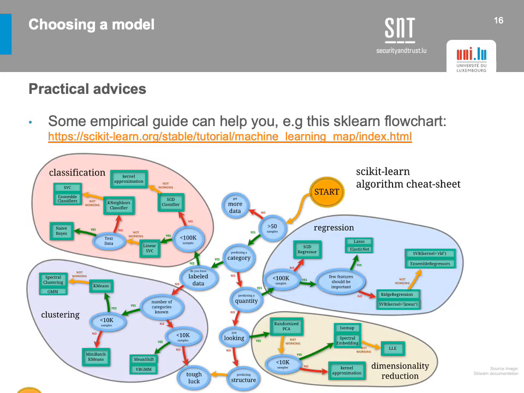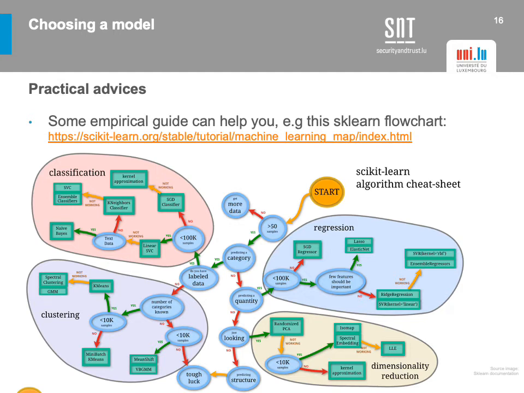Okay, so some practical advice here is that you can find some empirical guides that can help you. These are not proven by theory, but they are really useful. This, for example, is a flowchart by scikit-learn. Scikit-learn is the main library of classical machine learning in Python. So you can see it. You can pause the video if you want to look at it more closely.